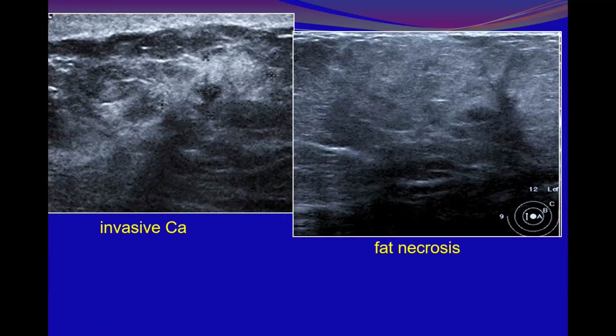any rule has exceptions, okay? We have to consider fat necrosis as a strong mimicker of breast cancer. It can represent the same hypoechoic surrounding large area, or a large area of hyperechogenicity with areas of patchy hypoechoic area within. But at the end, it is BI-RADS 4C at least. It is BI-RADS 4C, okay?